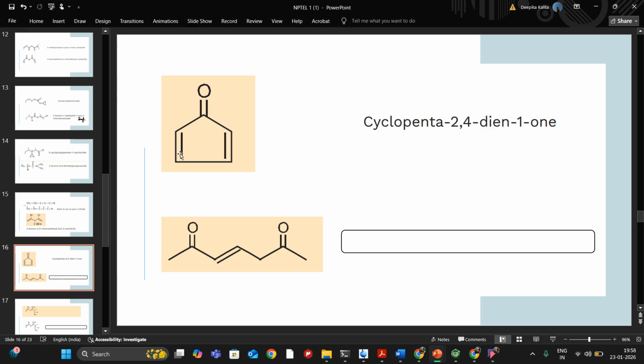And you can mention the position of the carbonyl group as well. Hence, the name will be cyclopenta-2,4-dien-1-one.